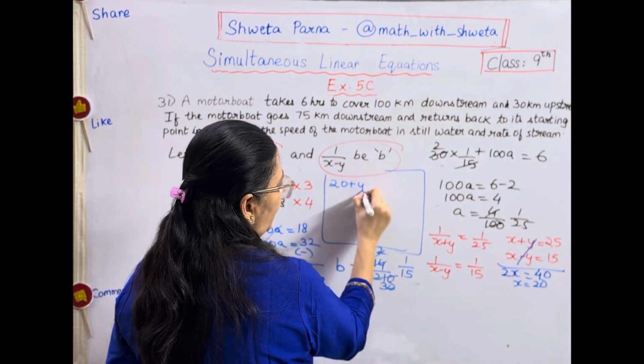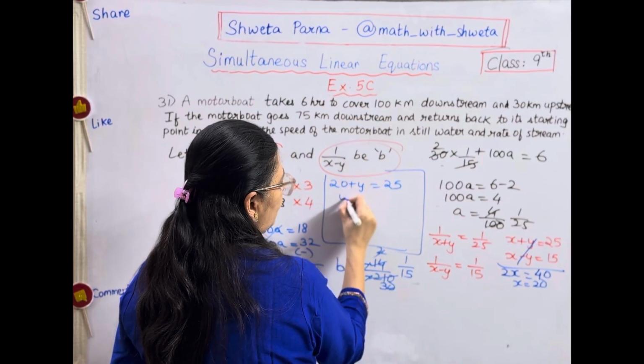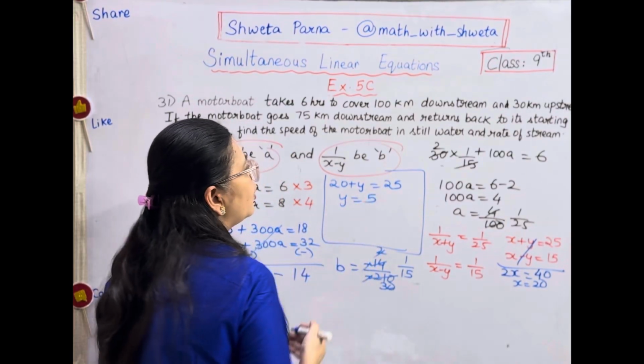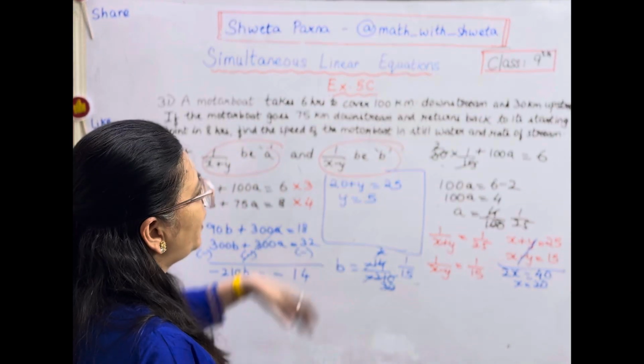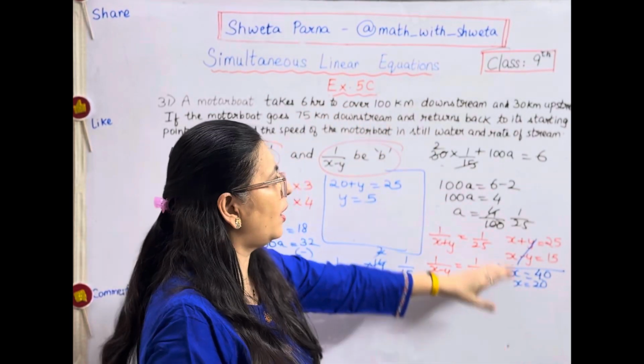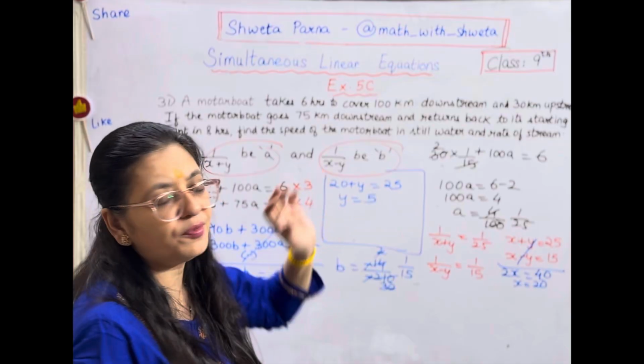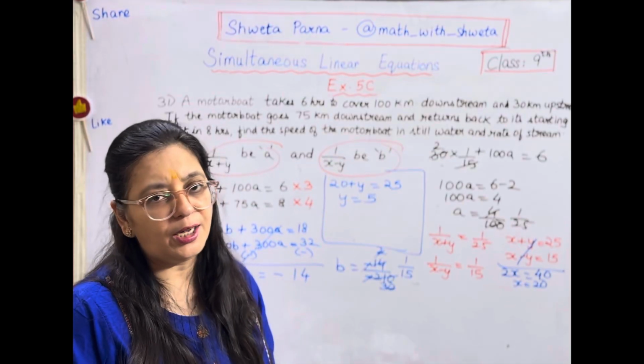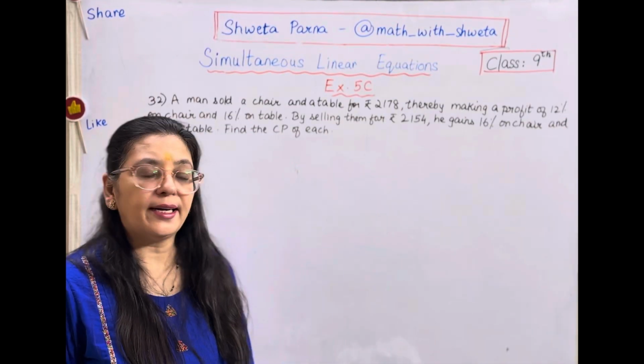20 plus y is equal to 25. So, y is equal to 5. So, what is the speed of the motorboat? The speed of the motorboat is 20 km per hour and the rate of the stream is 5 km per hour. I hope it's clear. Go to the 32nd question.